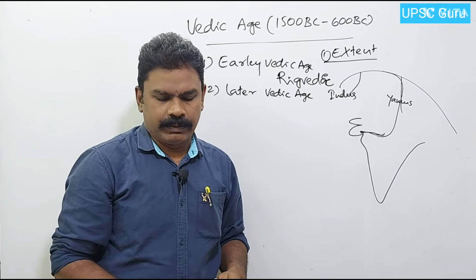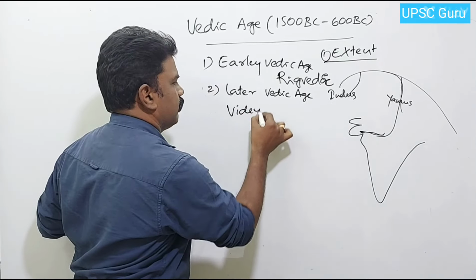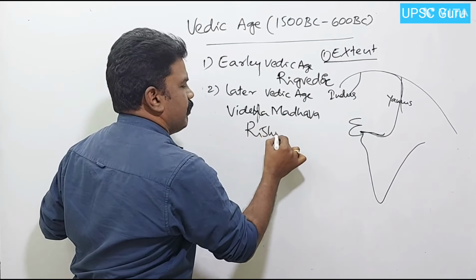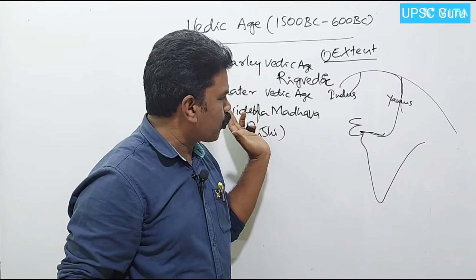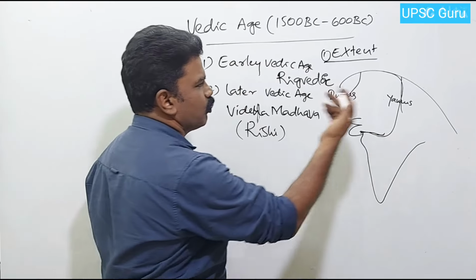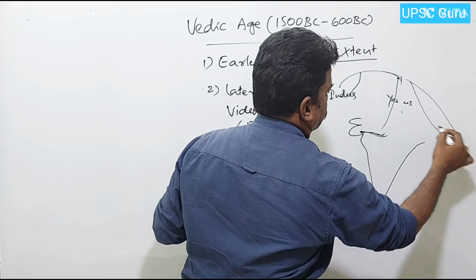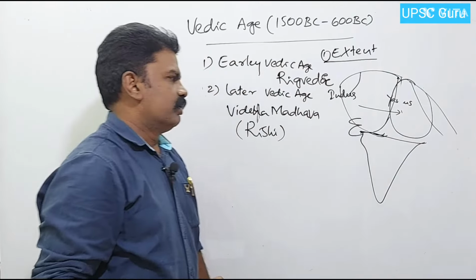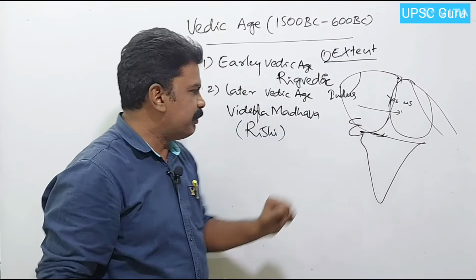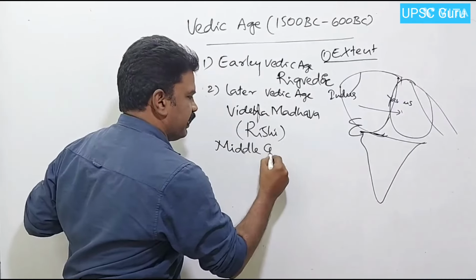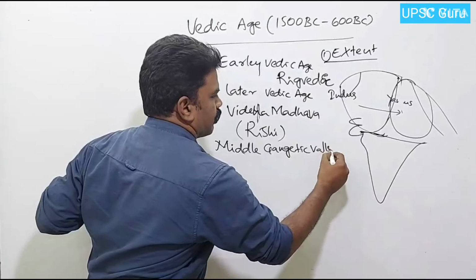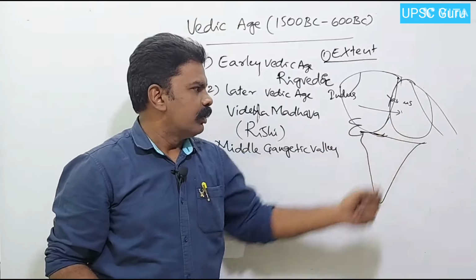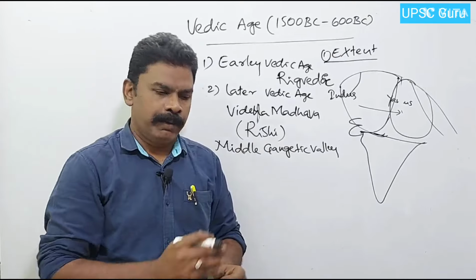Whereas coming to the later Vedic period, Vaideha Madhava was a saint, a rishi. This Vaideha Madhava rishi brought the Vedic culture to the east. That means they moved from the Yamuna to the Gangetic Valley. They moved to the east and started establishing their culture in the Gangetic Valley, especially the Middle Gangetic Valley. In the later Vedic period, they settled at the Middle Gangetic Valley, present-day Uttar Pradesh, Bihar and those areas. The Ganga Plains are very fertile, and people moved towards that side.